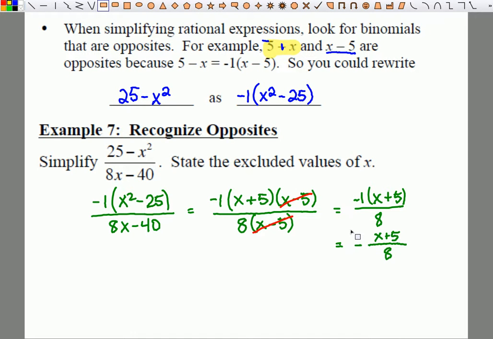I would probably look at this as a possibility whenever you're doing one of your assignments or a quiz in the future. So don't forget, you can look for your opposites, and when you look for your opposites, just make sure you take out a negative 1.